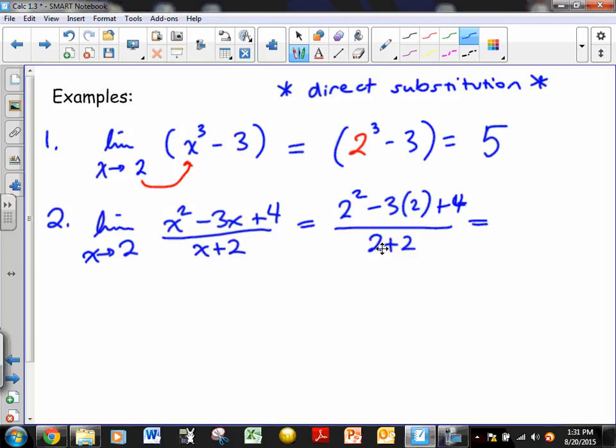Now, we can do some of this in our head, I hope. 2 squared is 4. If I subtract 6, that's a negative 2, and plus 4 is a 2. 2 plus 2 is 4. 2 over 4 is 1/2. The limit of that function as x approaches 2 is 1/2. Let's try another one.